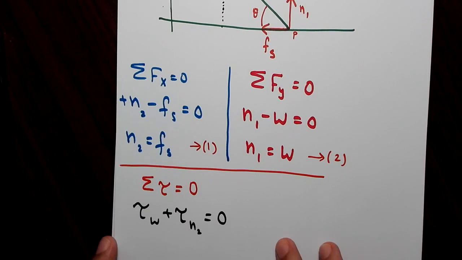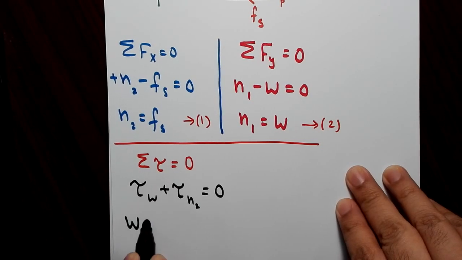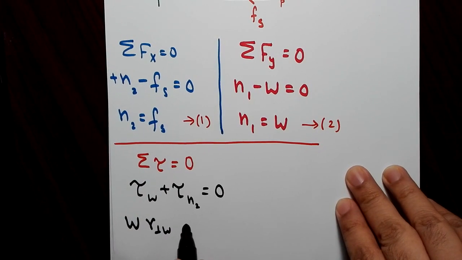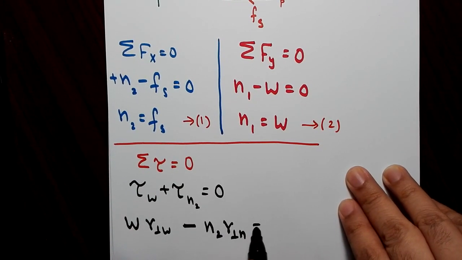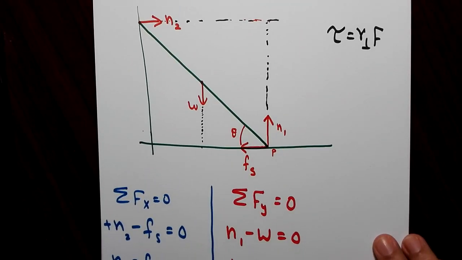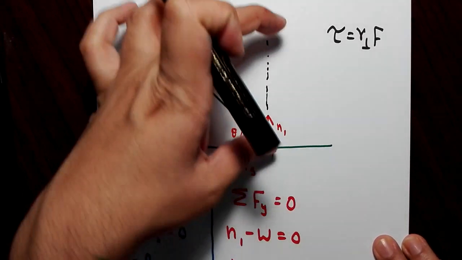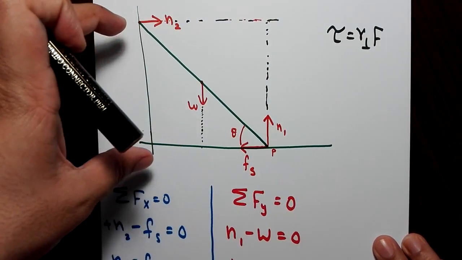So you want the torque due to weight, which is W multiplied by R perpendicular for W, and the torque due to the normal force is clockwise, so this is a negative sign: N2 multiplied by R perpendicular for the normal force N. This is equal to 0. Now, to get this perpendicular distance, you have to use trigonometry.